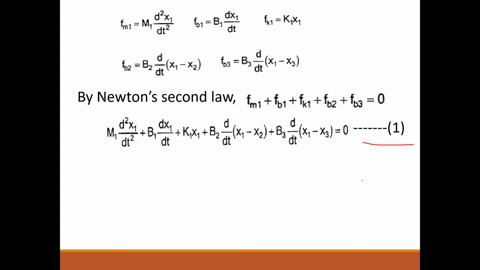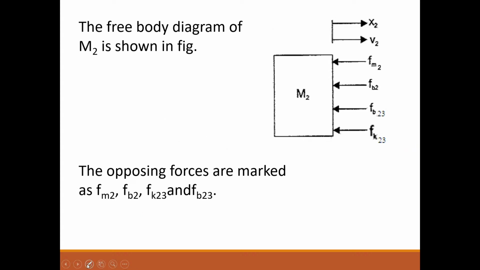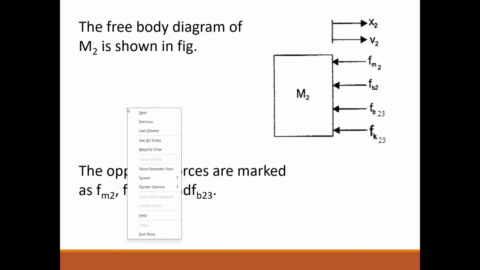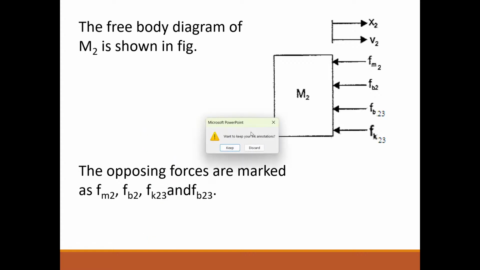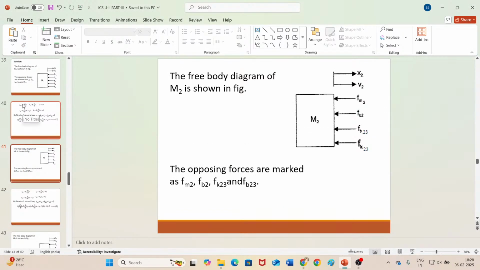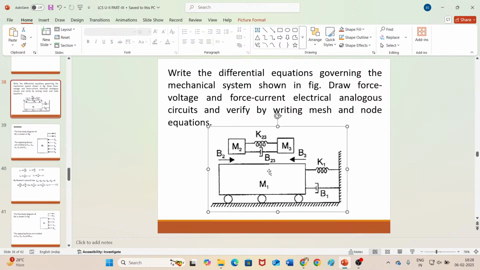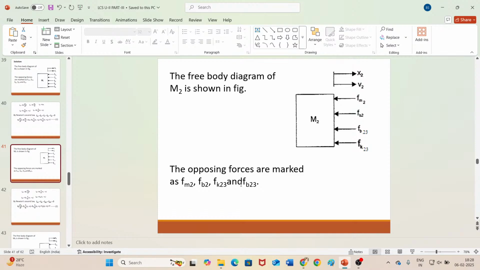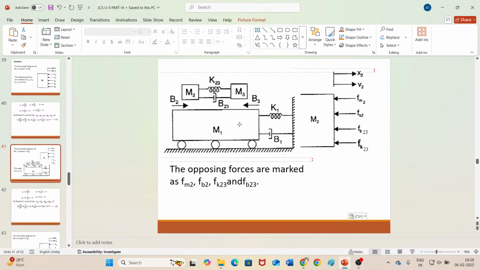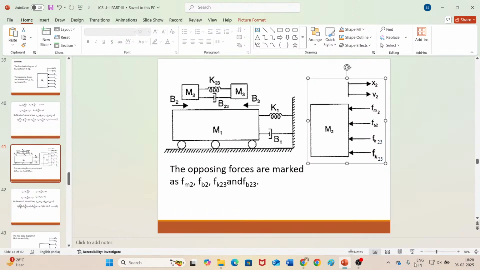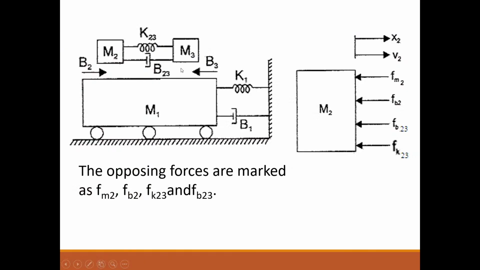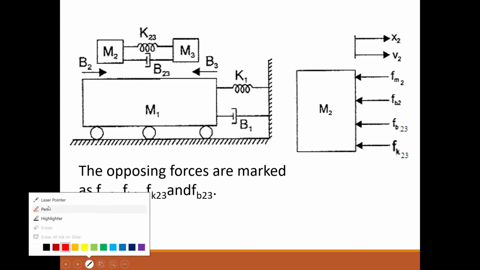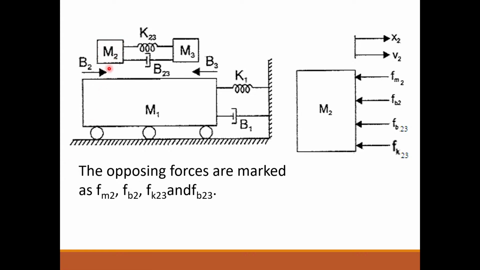So consider it as equation 1. Now let us move further. Let us consider mass 2. So let us see how to write the free body diagram of mass 2. So once again, I'm going back to the question. I'm just going to copy this image. Now, how to draw the free body diagram of mass M2? Where is our M2? This is our M2.